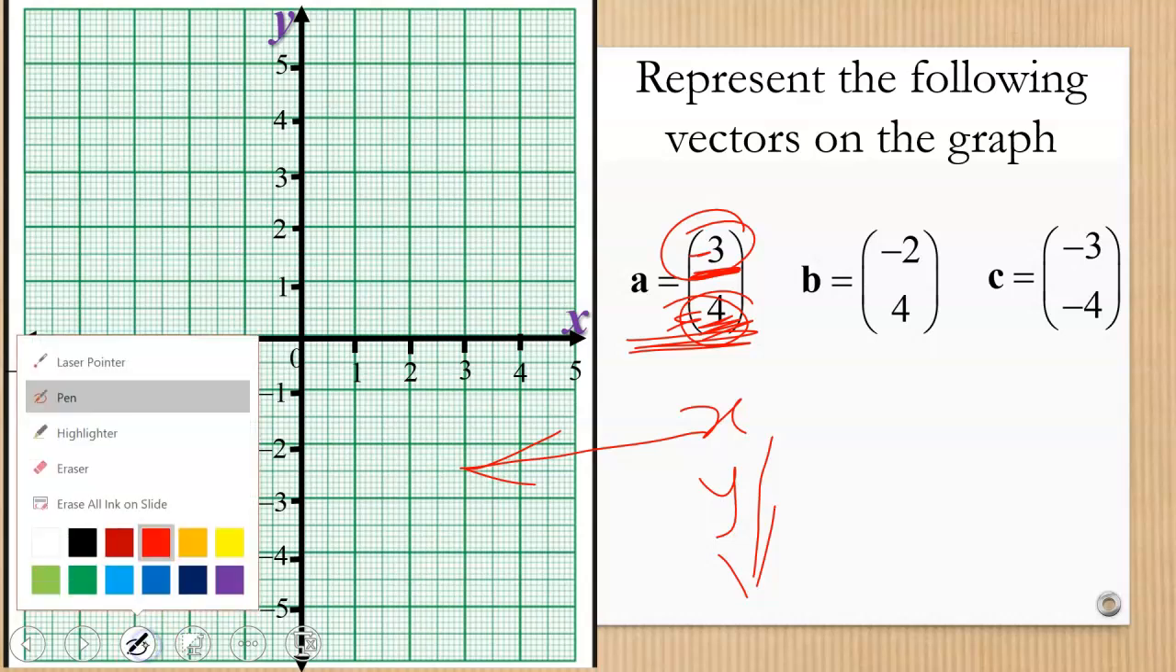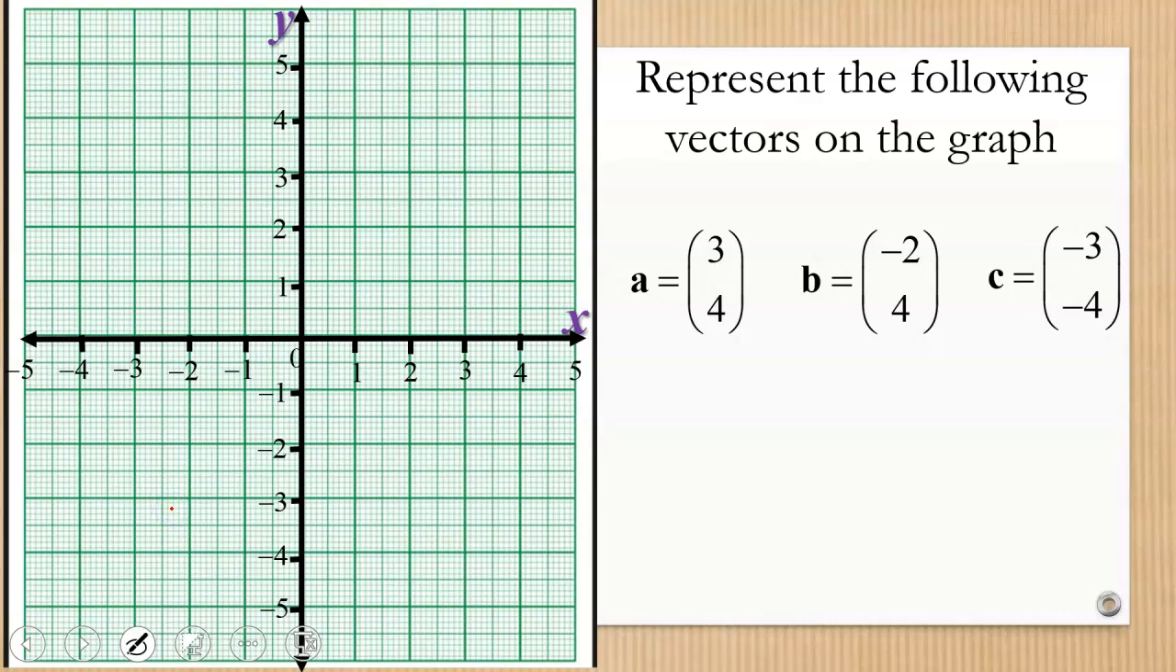So with this very question, let's see. We want to represent this vector on the graph. The 3 here tells us that from the origin, we should move 3 steps. And then the 4 here means we have to go up 4 steps. So the point will be here. Then we join the point to the origin, and that will create the vector A, or in position form, we can say OA.